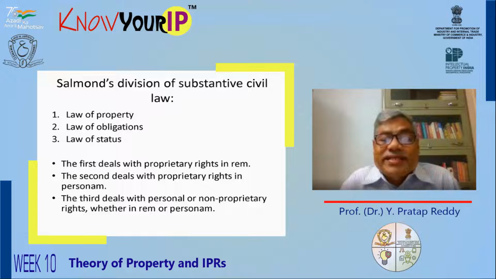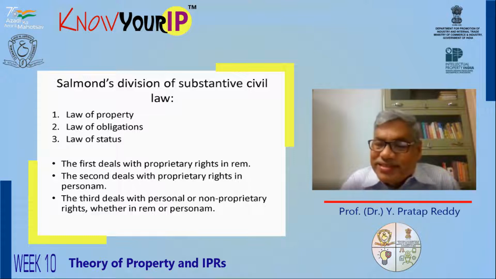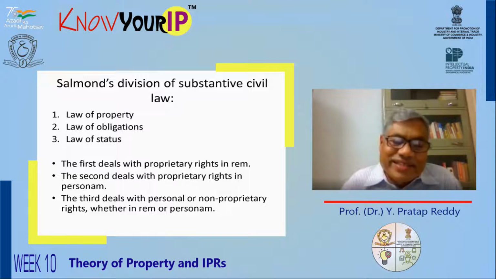The second deals with proprietary rights in personam, like contractual obligations. Even contractual obligations have some economic significance. However, it is different from that of property. That is the law of obligations, obligations arising out of contracts. Then the third deals with personal rights, non-proprietary rights, whether they are rights in rem or rights in personam. When we are using this vocabulary, right in rem, right in personam, proprietary right, personal right, we get the relevant material from the topic legal rights. What is personal, what is proprietary? On what basis are rights classified into personal rights and proprietary rights? Then again, rights in rem and rights in personam.